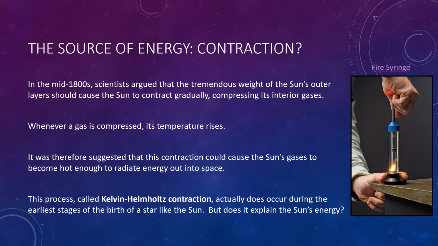It was therefore suggested that this contraction could cause the sun's gases to become hot enough to radiate energy out into space. Right? So if you compress a gas and it heats up, like we know here on Earth, why can't that be a source of energy for the sun? This process, which is called the Kelvin-Helmholtz contraction, actually does occur during the early stages of the birth of a star like the sun. A shrinking gas cloud heats up because the gravitational potential energy of gas particles from the cloud's center is converted into thermal energy as the gas moves inward. But does it explain the sun's energy today?